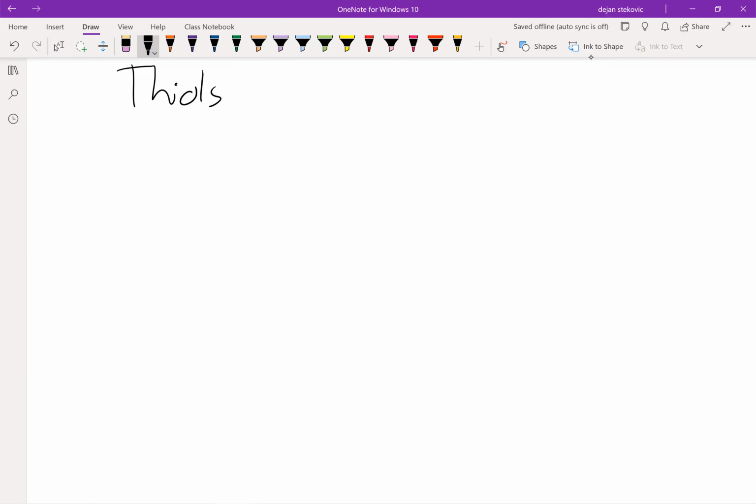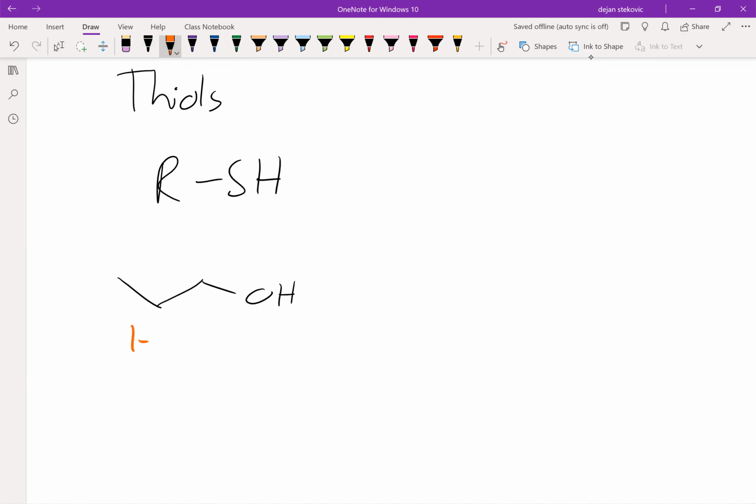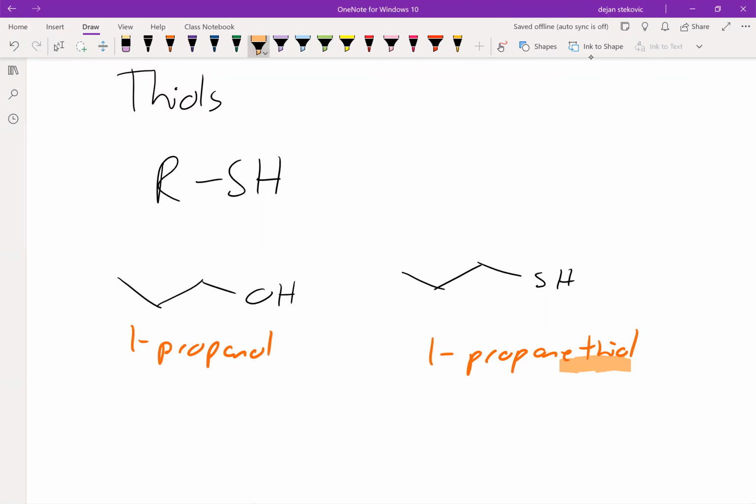Right. So the next functional group are the thiols. So here we have RSH, where R is some kind of carbon. Overall, they're pretty similar to alcohols. So for example, in terms of the nomenclature, we call this 1-propanol, whereas if we have the thiol derivative, we would call this 1-propane thiol, right? So note that you do keep the E and you just add thiol at the end.